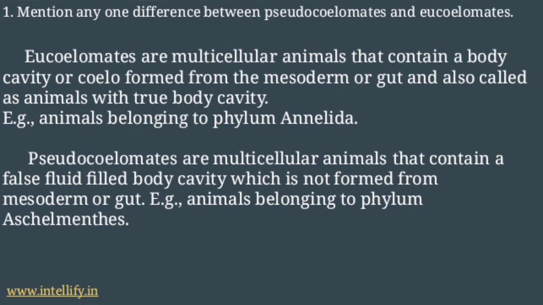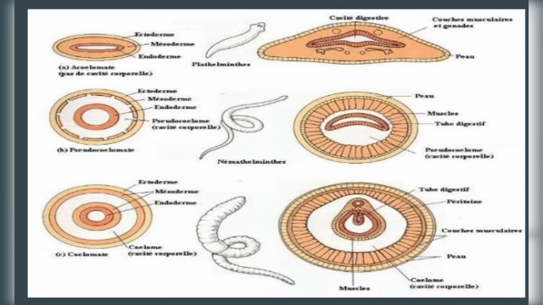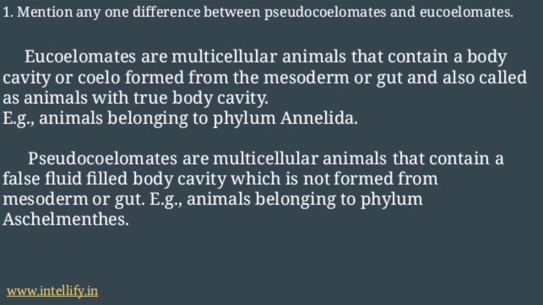Eucoelomates are multicellular animals that contain a body cavity or coelom formed from the mesoderm organ, also called animals with true body cavity. Pseudocoelomates are multicellular animals that contain a false fluid-filled body cavity which is not formed from the mesoderm organ. Before that, what is meant by mesoderm? It is a middle layer of cells or tissues of an embryo from which parts like muscles, bones, etc. are derived. Pseudo means false, so it is a false fluid-filled body cavity.